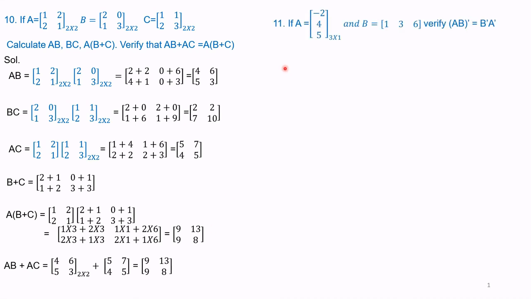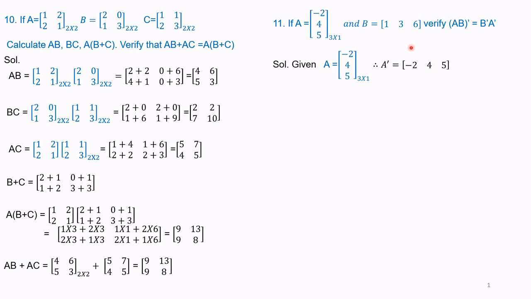Next problem. If A is equal to within square brackets 2, 4, 5 in a column. This is a matrix of 3 rows. 2 is one row, 4 is another row, and 5 is the third row. So we have 3 rows and 1 column, and B is equal to 1, 3, 6. Verify (AB) dash is equal to B dash A dash. Here (AB) dash represents the transpose of matrix AB, and B dash and A dash are individual matrices, transpose of matrix B and matrix A respectively. Let us do it.